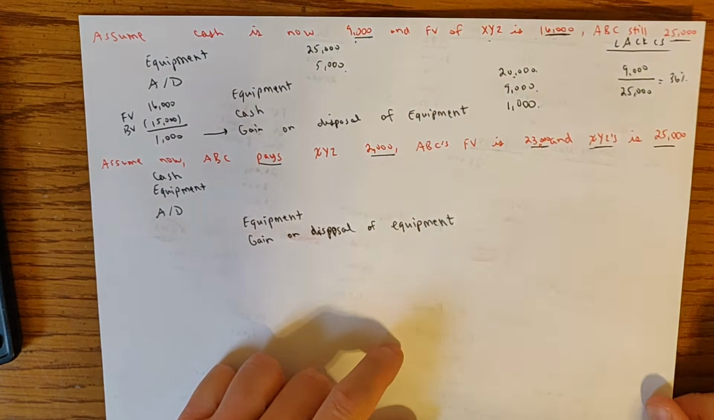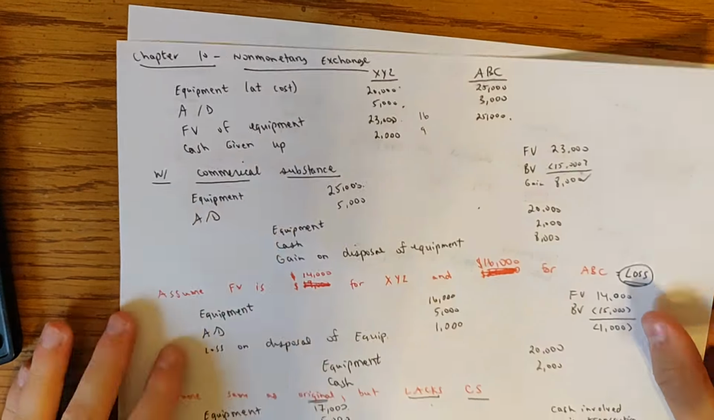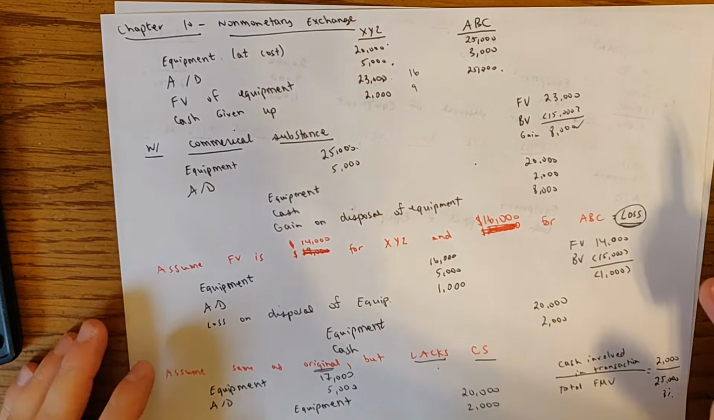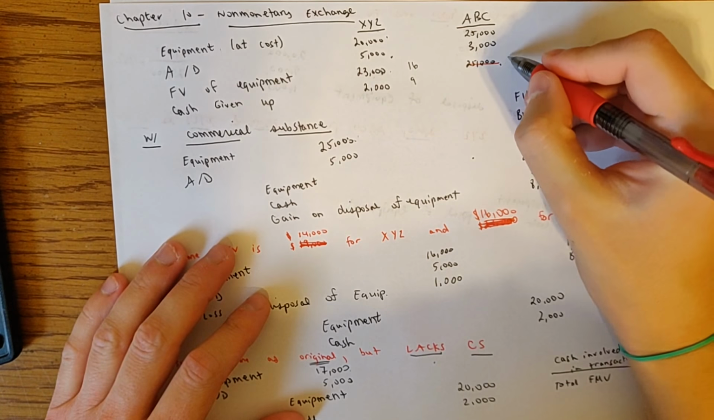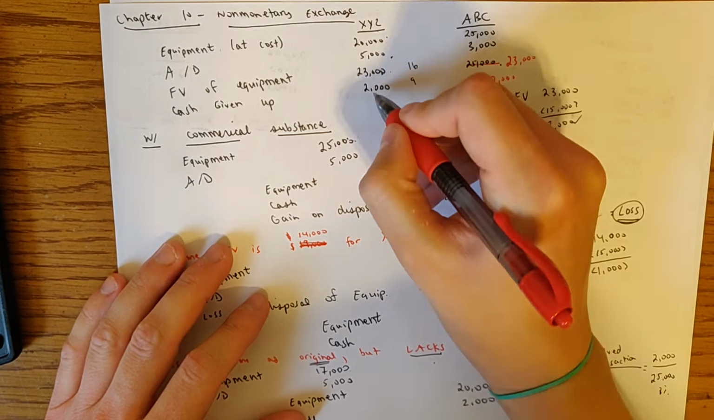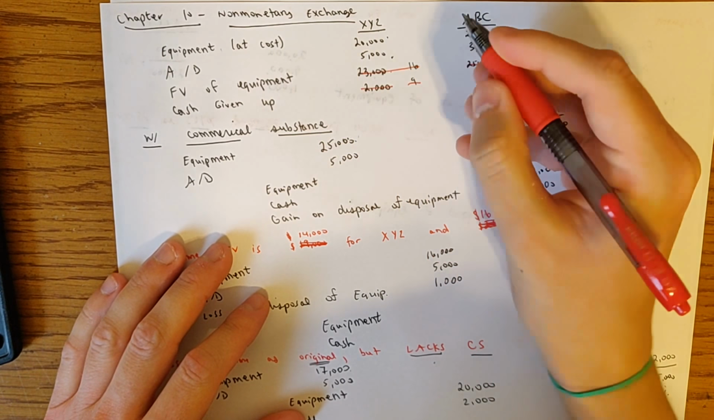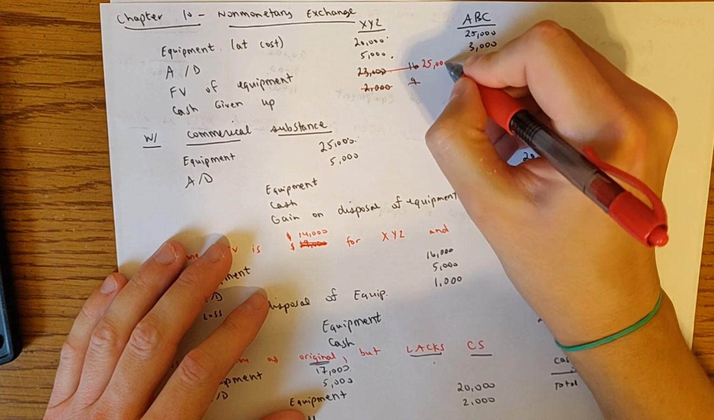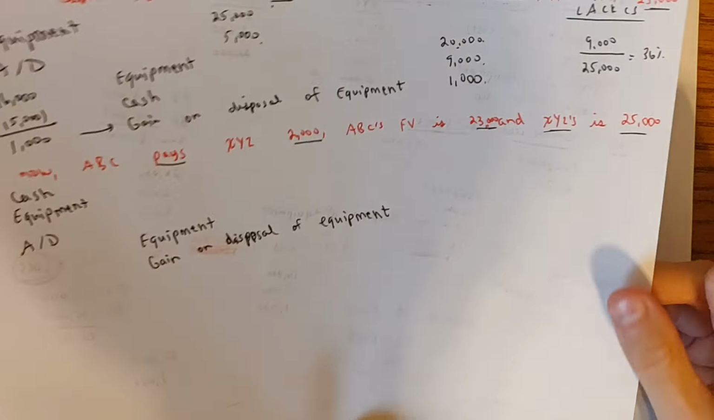Okay, so let's take a look at that. Now, instead of these facts here, ABC's fair value is 23. They're paying cash of 2. XYZ gives up no cash, and then the fair value of XYZ's equipment is 25. If I've done that correctly. Okay, that's what we have.